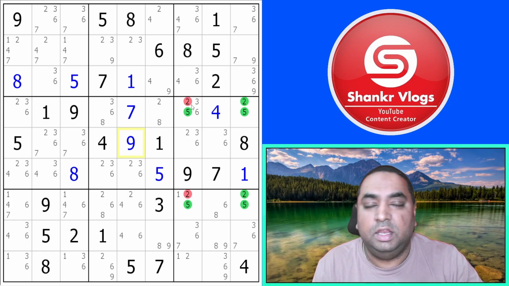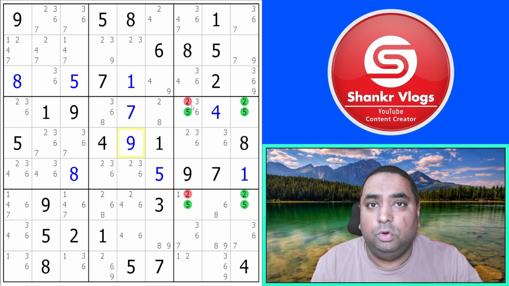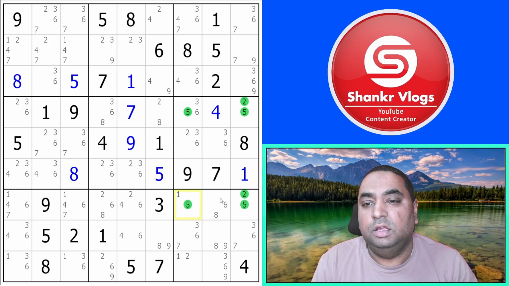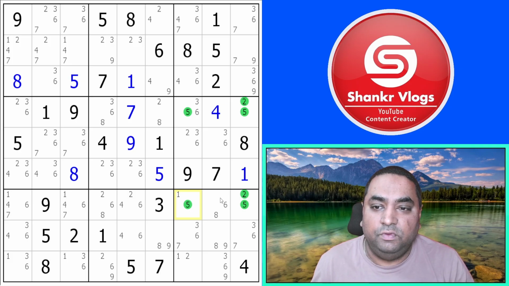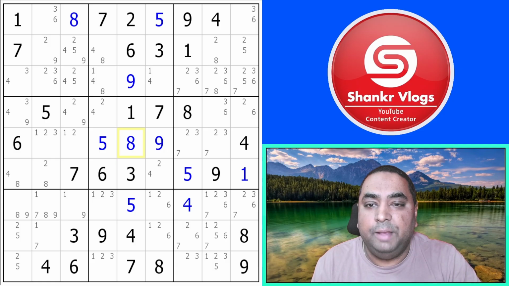So 2 is appearing in other cells, and because of that, we have to remove 2. If you don't remove 2, again it forms a deadly pattern. So in order to avoid the deadly pattern, we have to remove 2 like this. In this way, with the unique rectangle type 4 test, we will remove candidates. Now we will see the last example of unique rectangle type 4.